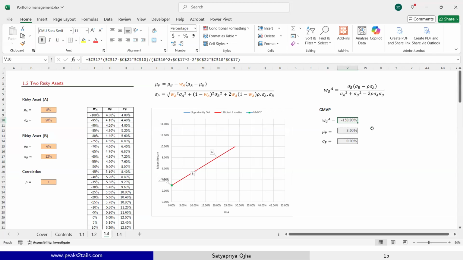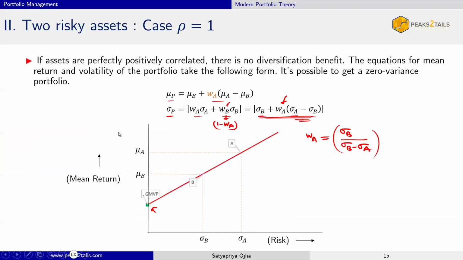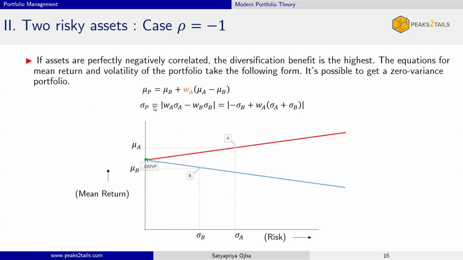What is the allocation to B in that case? It's a short position in A. What is the allocation to B? 250%, plus 250%. Yes, it's a leveraged position on B. Okay, so that's case one. Let's go to case two. Case two is rho equal to minus 1. This is when you get maximum diversification benefit. The equation for mu is the same. There is no change. Mu does not depend on correlation.